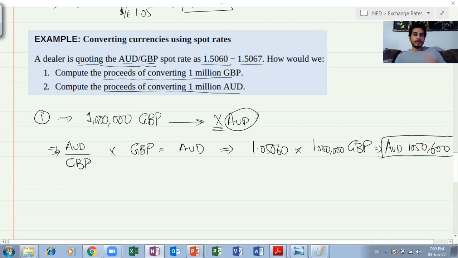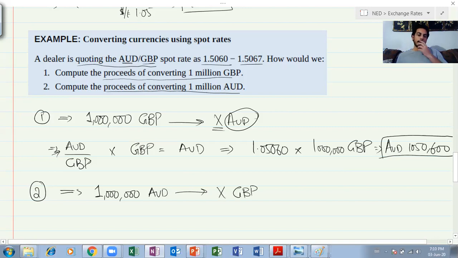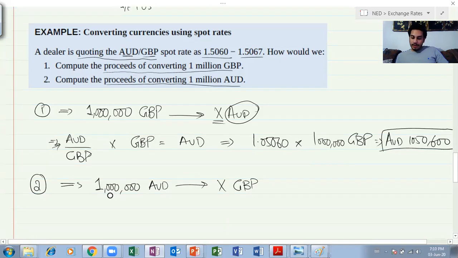1050600. That's the Australian dollars I've got. Number two, compute the proceeds of converting 1 million Australian dollars. So I want to convert 1 million Australian dollars. If I'm converting that, in which currency will that be converted? The other currency is pounds, so I want to convert that into X pounds, right? Now let's see how many pounds I need to compute for that.